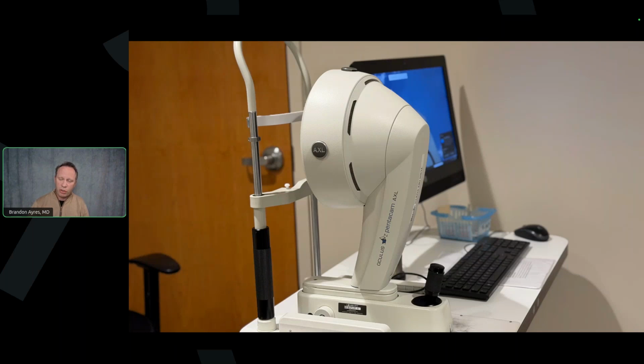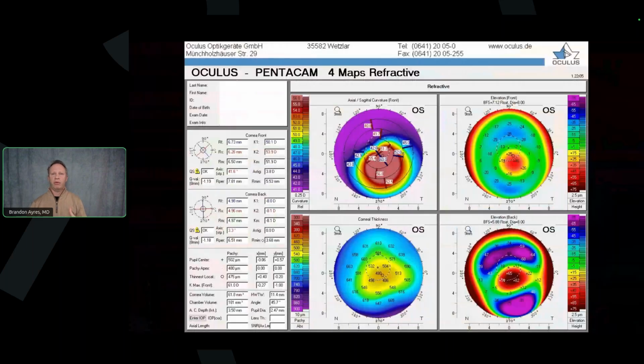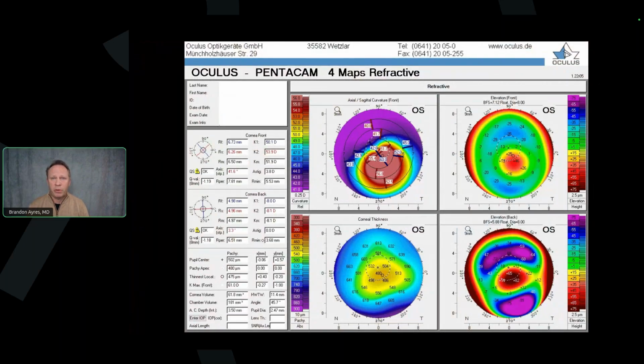I want to show you two different things. I'm going to show you a video of how we use the Pentacam, but I want to go over a couple of the screens that I like to use. Now, I use the Pentacam every day, and I'm still not what I would consider an expert in the Pentacam. There are so many different ways of looking at the data, but let me give you a real-world look at what we're looking at in our patients with keratoconus.